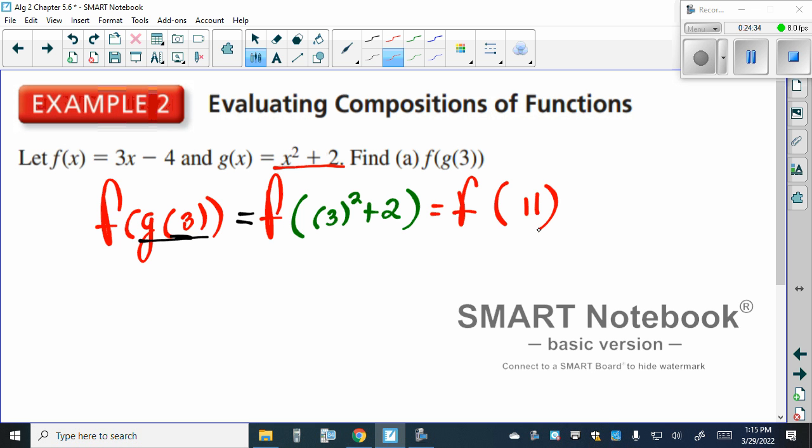Let's do it again, but this time we're plugging 11 into f, which would be 3 times 11 minus 4. 3 times 11 is 33, minus 4 is 29.